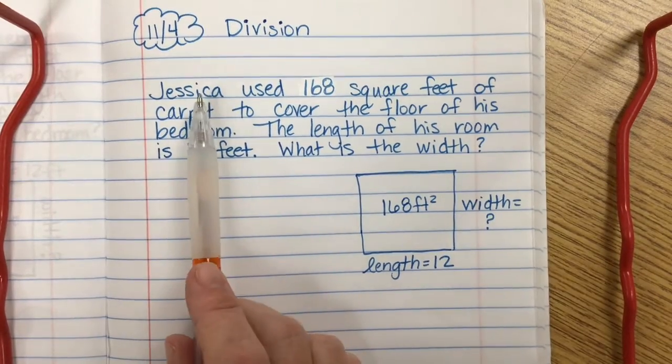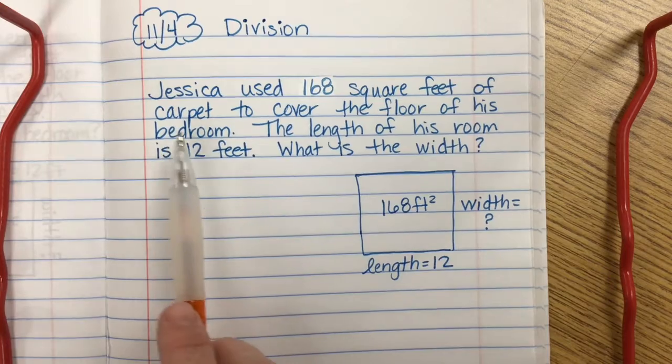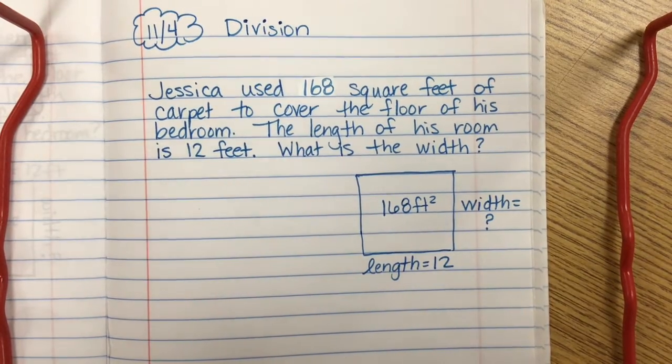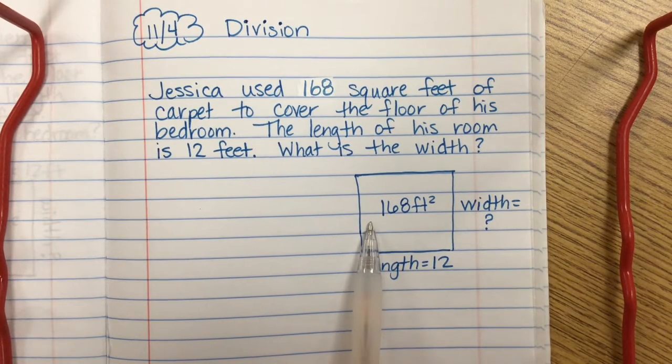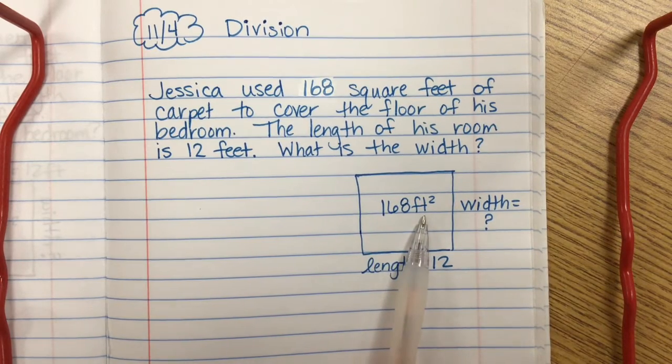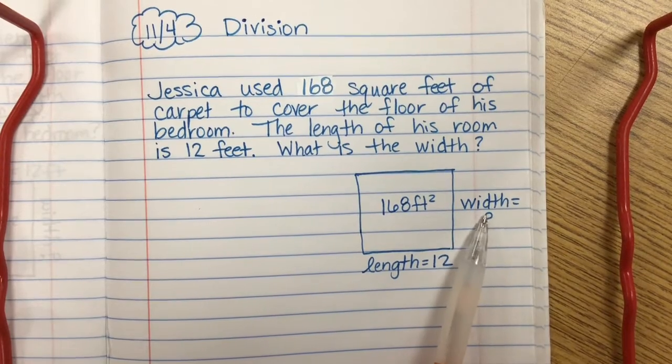All right, now I want you to read this question, and you do not need to copy the question down. It says, Jessica used 168 square feet of carpet to cover the floor of her bedroom. The length of her room is 12 feet. What is the width? So I look here and I see that the amount of carpet that was needed to cover the floor was 168 square feet. The length is 12, so we're trying to find out the missing width.